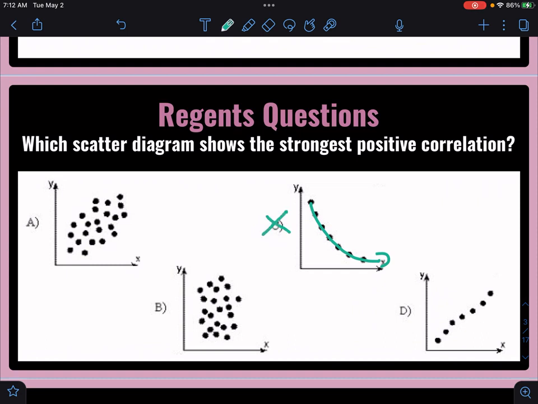Alright, B is not going up or down. It's just a vertical line, so I'm not going to say B. And now, the one that shows the best, strongest positive correlation would be choice D, because we can see that it's almost fully forming a perfect line. So it would be choice D.